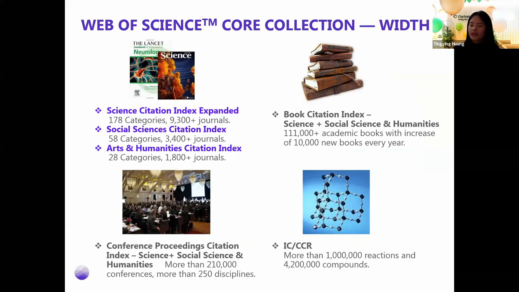What Web of Science contains, I think on this slide, you are familiar with the first line in purple, which is SCI, Science Citation Index. It focuses on natural science with more than 9,000 academic journals in more than 170 research categories. Except natural science, Web of Science also contains literature about social science and arts and humanities, which can be found in SSCI and also AHCI.